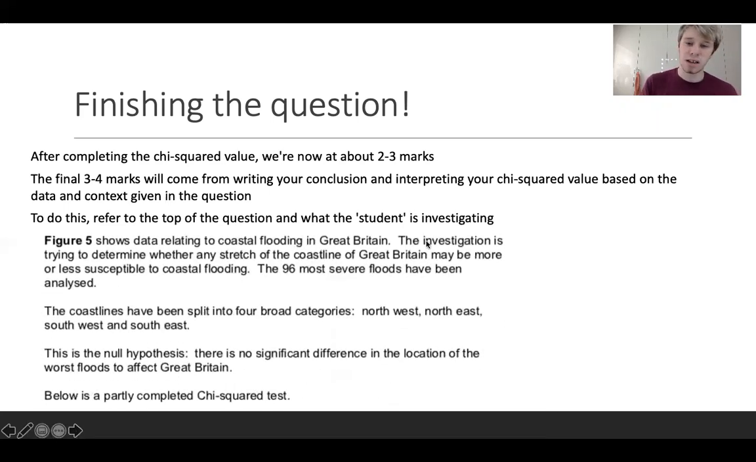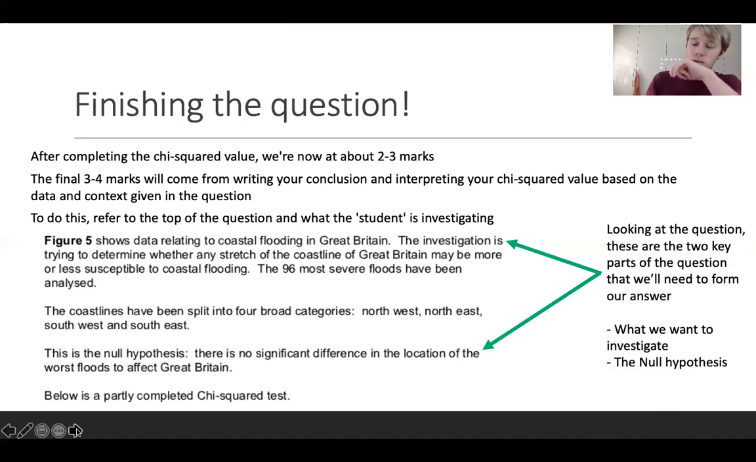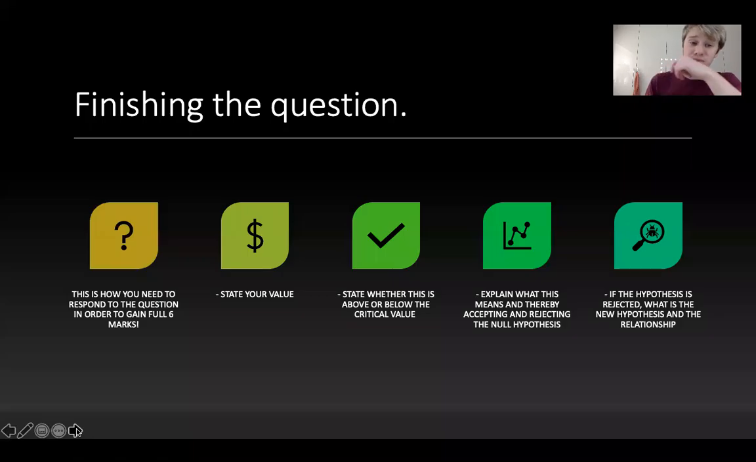So just a reminder, the investigation is trying to determine whether any stretch of coastline may be more susceptible to flooding. That is what you want to focus on. The investigation is trying to determine what is more susceptible to flooding in terms of a location. And remember, your null hypothesis is also important, because that's what you're going to want to reject, and that's what you're going to want to state with your evidence suggesting so.